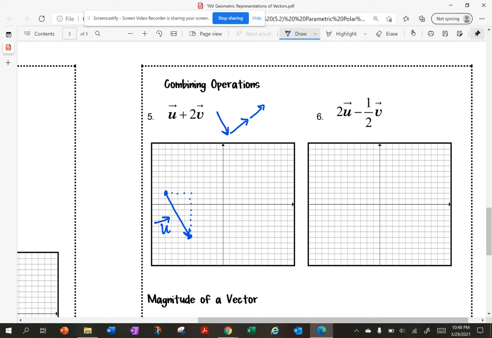And then vector v, I'm going to put in twice, which is 6 to the right and 2 up. 1, 2, 3, 4, 5, 6, 1, 2. Okay, so this is vector v and vector v. So for my resultant vector, I start at the original tail and go to the last tip. So this is vector u plus 2v.